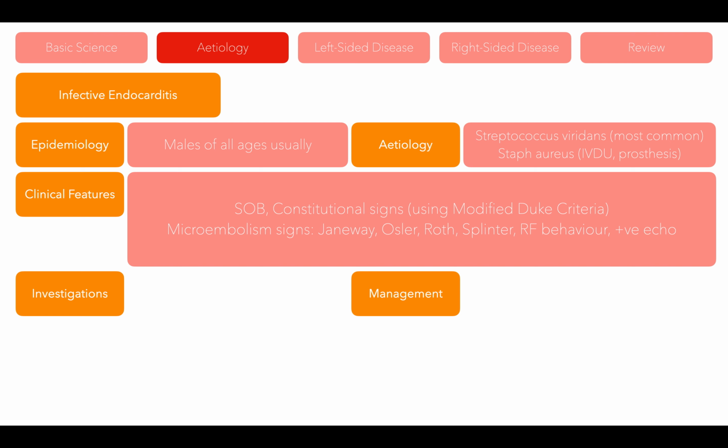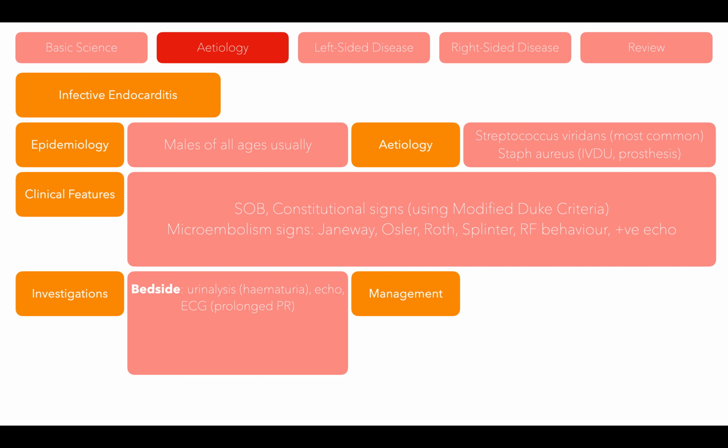You're also looking at the modified Duke criteria, in addition to the constitutional signs, for risk factor behaviours like intravenous drug use or patients with prosthetic valves. And you also get points for a positive echo, which is actually your diagnostic test. At the bedside, because you're looking for microemboli and damage to end organs, you do urinalysis for hematuria, and you're going to perform an echo and an ECG.